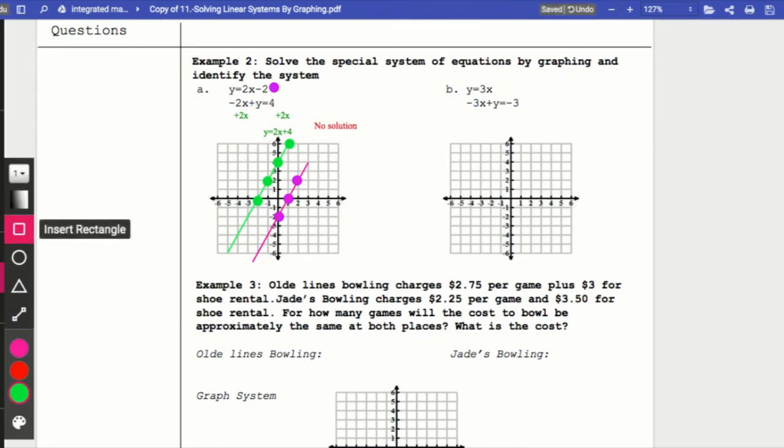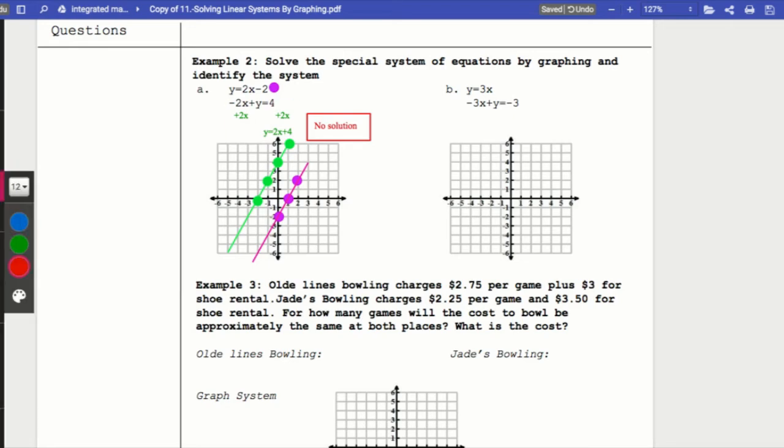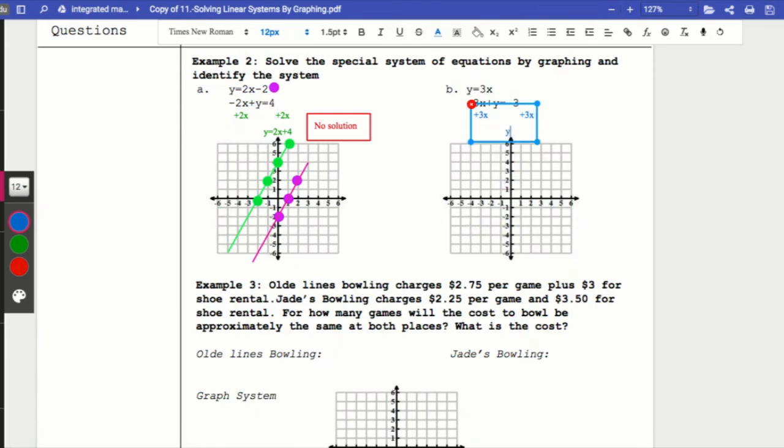Pretty easy, right? I gotta remember I'm using the rectangle tool, so I'll have to get rid of it for the next one. All right, and now for the next equation, same thing. I'm going to go ahead and put it in slope-intercept form because, again, all I need to do is add that 3x over. So let's go ahead and do that. And then my equation is y equals 3x, and I believe that's minus 3.